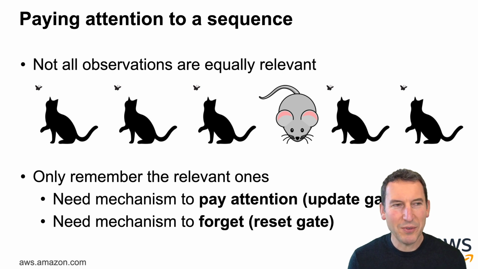So the idea is, if you have a long sequence of observations, not all the observations are equally relevant. So you only really want to remember the relevant ones. And what that means is that I need to have two mechanisms to update my hidden state. One is a mechanism to decide when to pay attention, and the second is a mechanism which tells me when to forget about things. So I need basically an update gate and a reset gate. Okay, so let's model this.